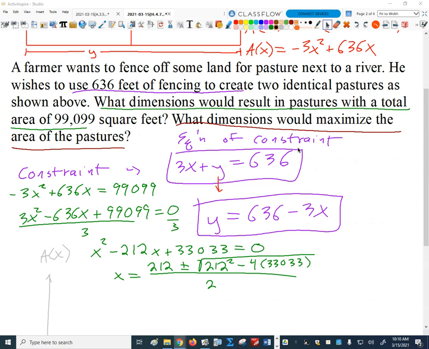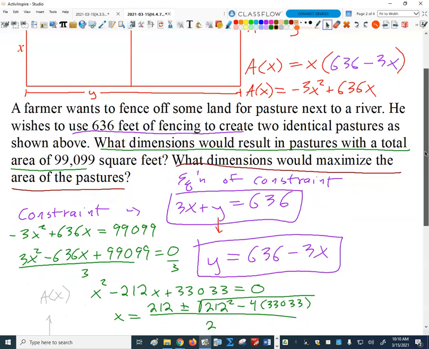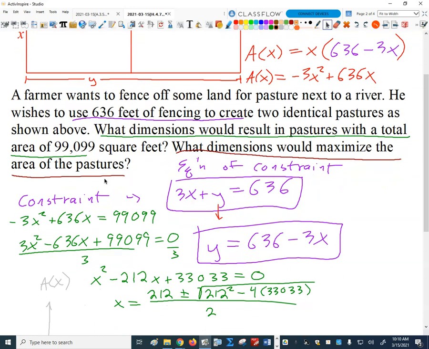What dimensions would maximize the area of the pasture? Okay, how would we do that? So now the question down here at the bottom: how could we take our area function and find the maximum area possible? What would that look like? The previous question, we just set up an equation that we were going to solve, but there was no solution.